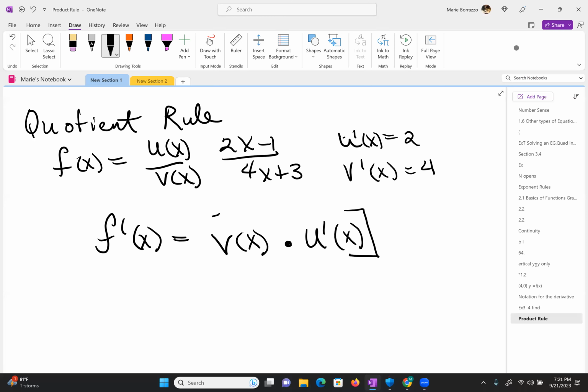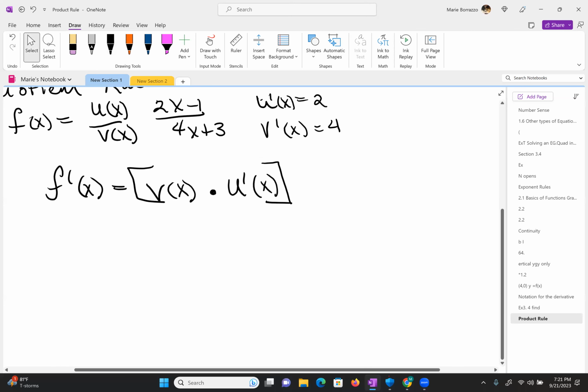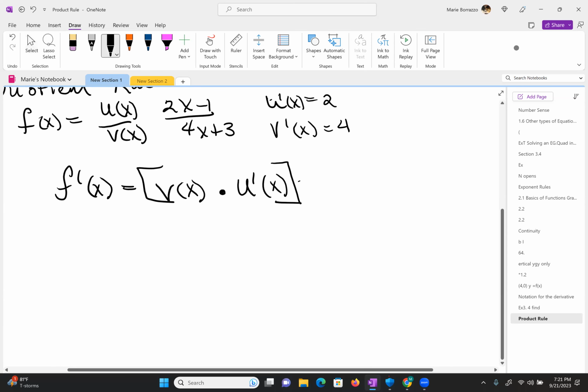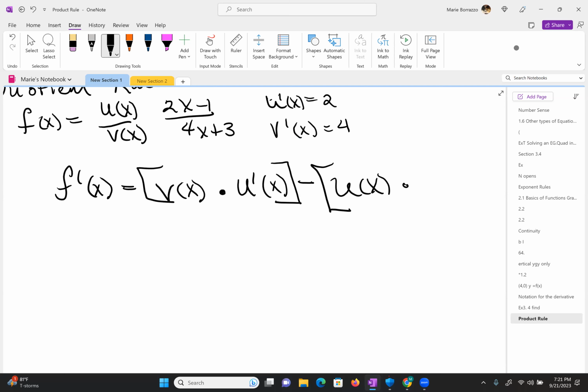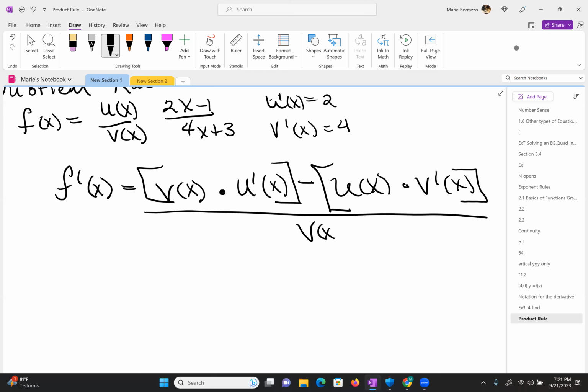Consider that inside a bracket mentally, or even as you do the operations, minus another bracket, and this is going to give you u of x times the first derivative of v of x. And all of this always is over v of x squared. So that's just how it is.